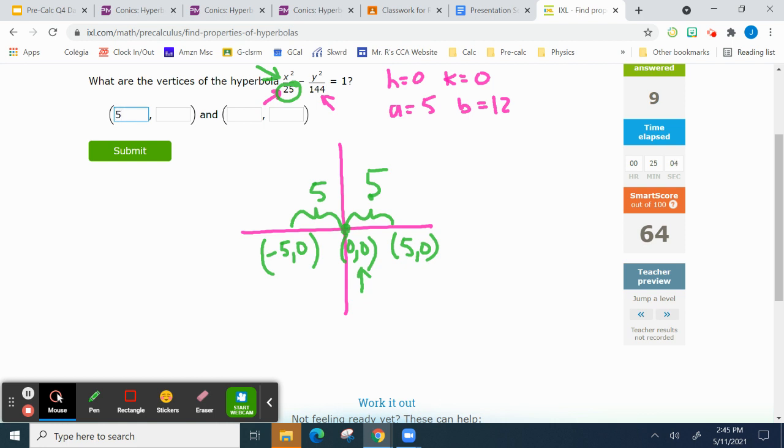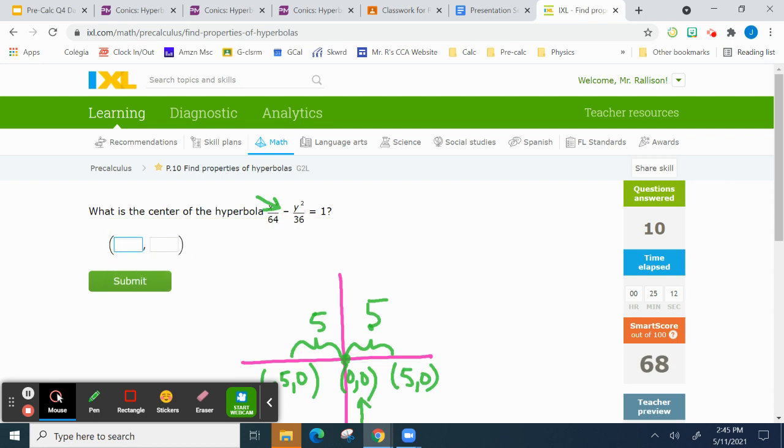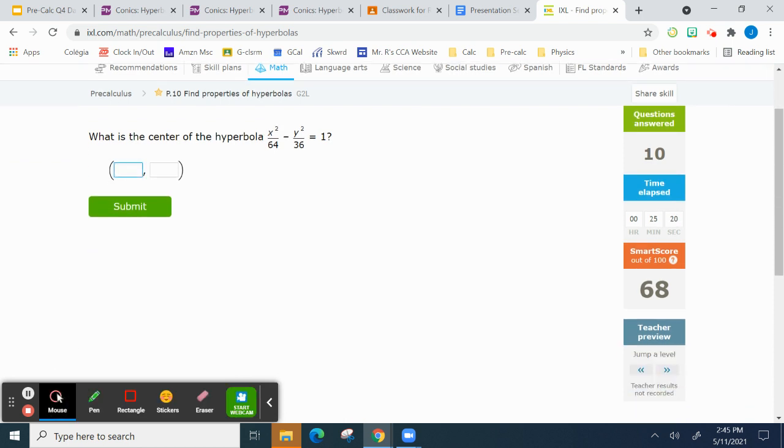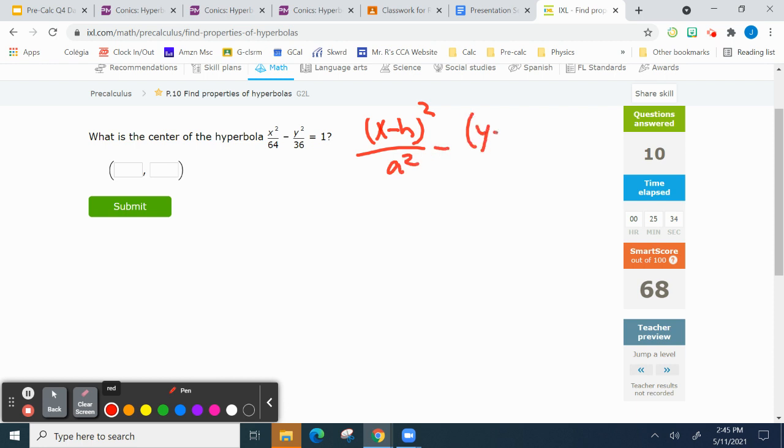So that's going to be 5, 0, and negative 5, 0. All right, boom. And so you can see that if you just kind of graph it out, what's the center of that hyperbola? We need nothing for that because it's in the equation right there, right? The equation of a hyperbola is x minus h squared over a squared minus y minus k squared over b squared equals 1, where h comma k is the center.